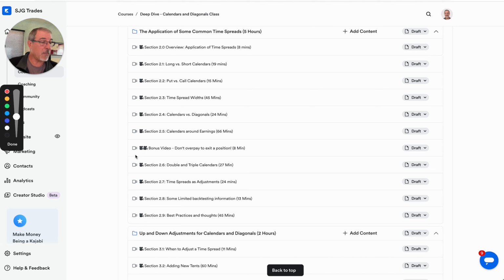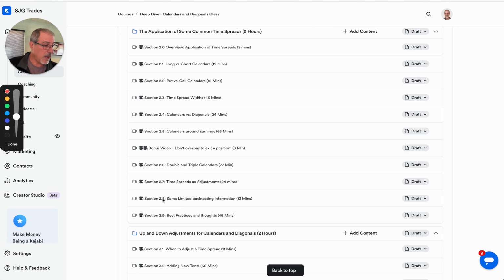Then we're going to get into a couple of bonus things. We've got a bonus on how to not overpay for the exit of a position. That's something that a lot of newer traders, particularly with time spreads, don't necessarily know. We're going to get into double and triple calendars, and why you might use them. Time spreads as adjustments. If you're familiar with trading butterflies, condors, etc., there are some very effective techniques where you can use time spreads to adjust those trades. Got a whole section on that.